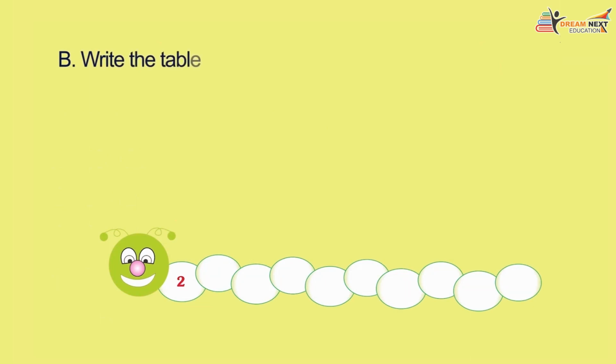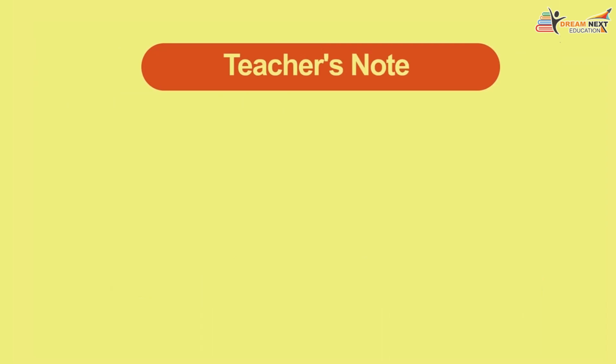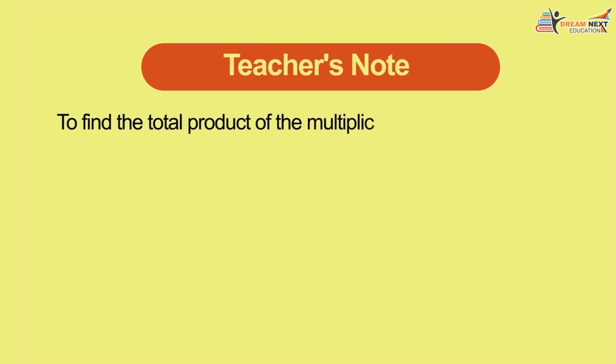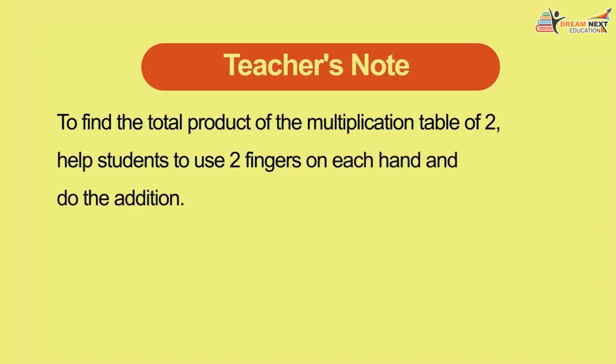Write the table of 2 in ascending order on the caterpillar. 1 has been done for you. Teacher's note. To find the total product of the multiplication table of 2, help students to use 2 fingers on each hand and do the addition.